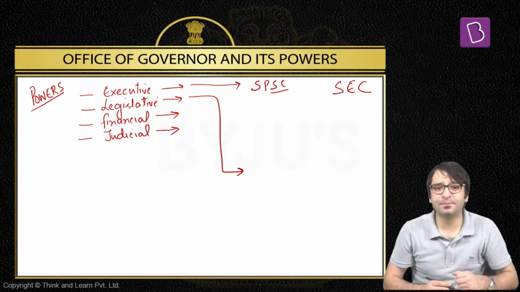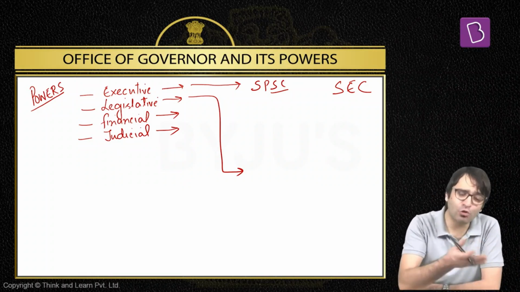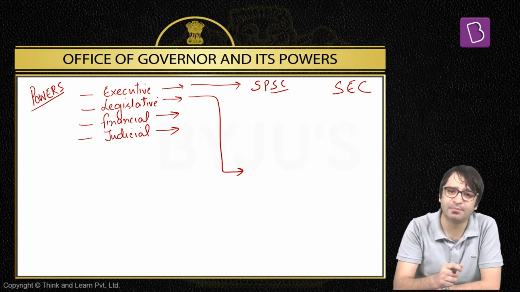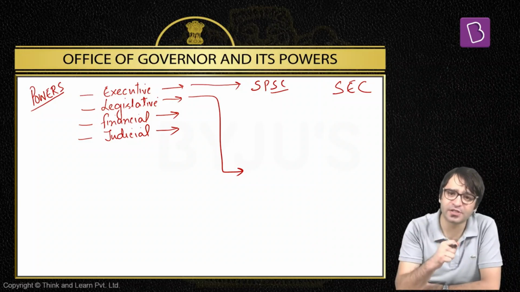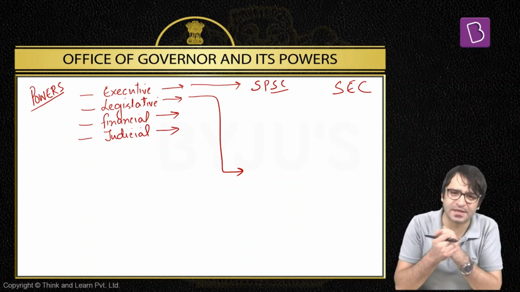But he has got some legislative powers as well, just like the president of India. For example, who can summon parliament? President. Who can prorogue parliament? President. Who can dissolve Lok Sabha? President. In a similar fashion, who can summon the legislative assembly? Governor. Who can prorogue the legislative assembly? Governor. Who can dissolve the legislative assembly? Governor. We will have to wait and watch whether this is the discretion of the governor or the governor does this on the advice of the chief minister and the council of ministers. But we will discuss that.